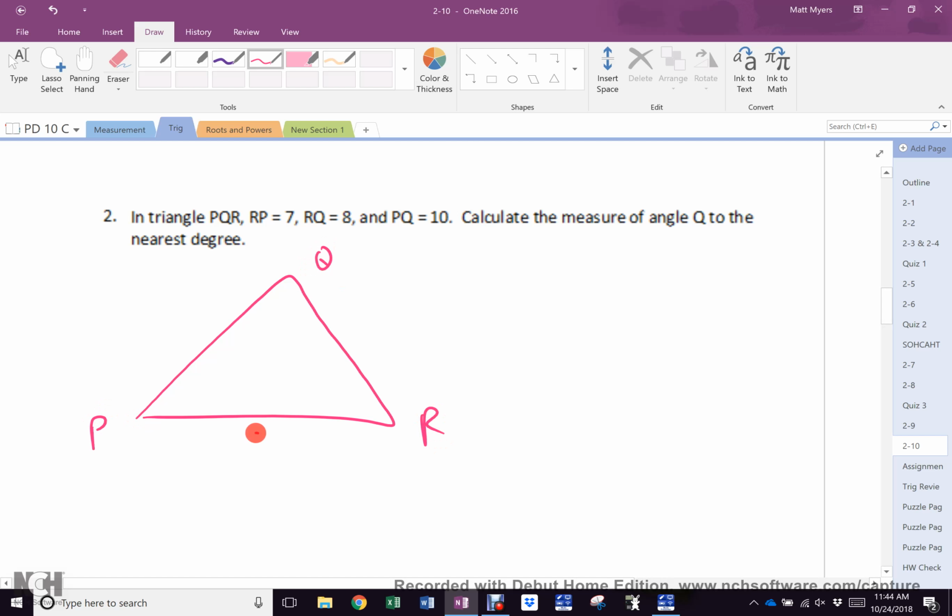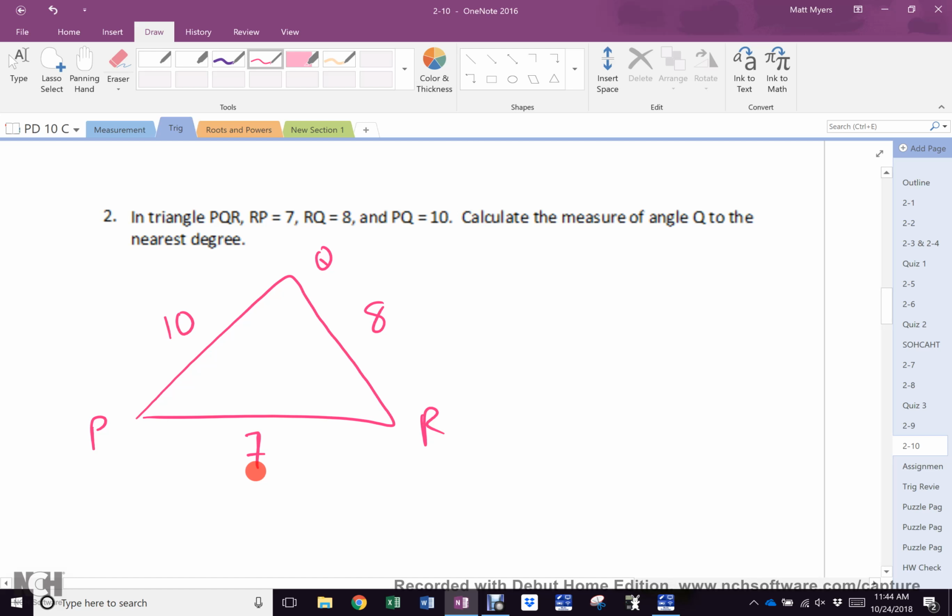RP is 7, RQ is 8, and PQ is 10. Now you know what angle has to be the biggest. R. No matter how we draw it, R has to be the biggest, yes? And Q has to be what? The smallest. Now, since I have all three sides and no angles, can I do the sine law? No, of course not. I must do the cosine law.